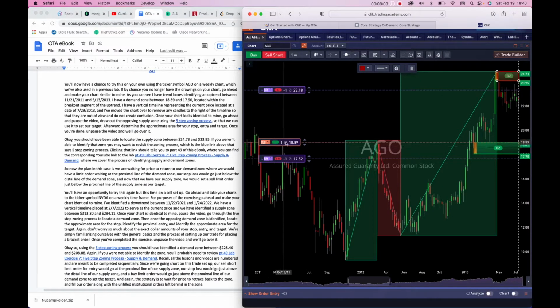So you see here, we have a limit order for entry. We have our stop loss placed just below the distal line of our demand zone. And we have our target sell limit order placed just below the proximal line of our supply zone.